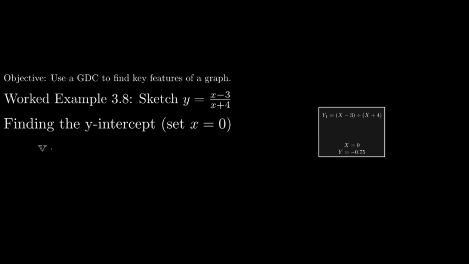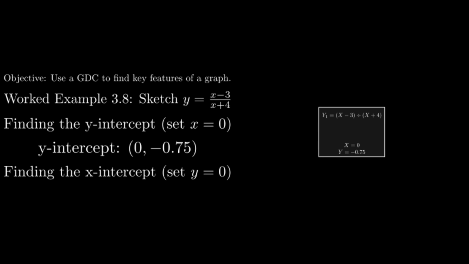If we trace to x equals 0, the calculator tells us that y is -0.75, so the y-intercept is at the point (0, -3/4). Next, the x-intercept. This is where the function's value is 0. The x-intercept is a root or a zero of the function. We'll use the zero or root feature in the calculation menu.